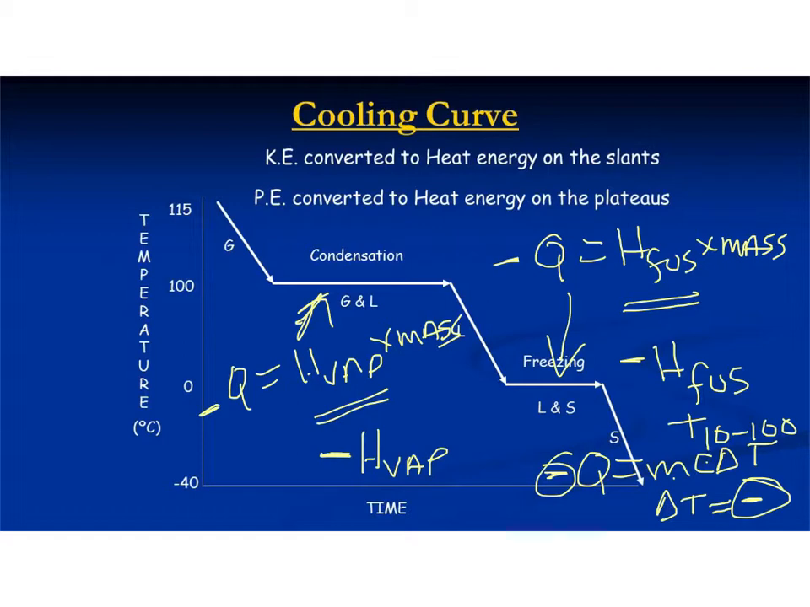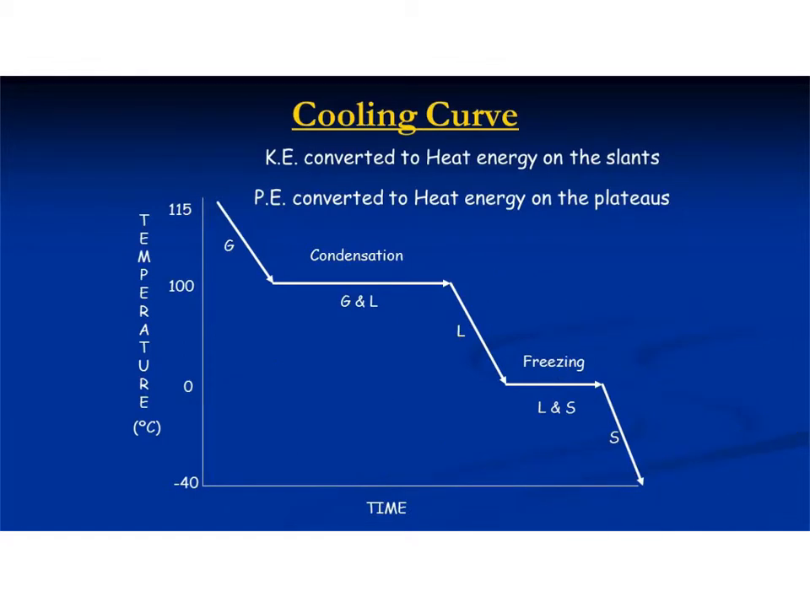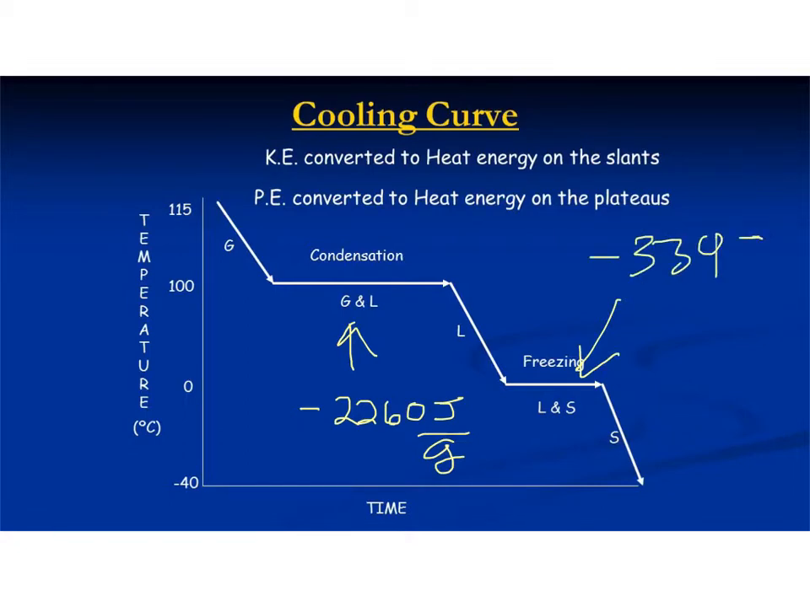So let's just quickly clean this up a little bit and then show you something else that's happening. We told you that the values are going to be negative, so let's put them in right now. This is going to be minus 2260 joules per gram. And here it's going to be minus 334 joules per gram. When we do our calculations, we're going to get this energy back, right?